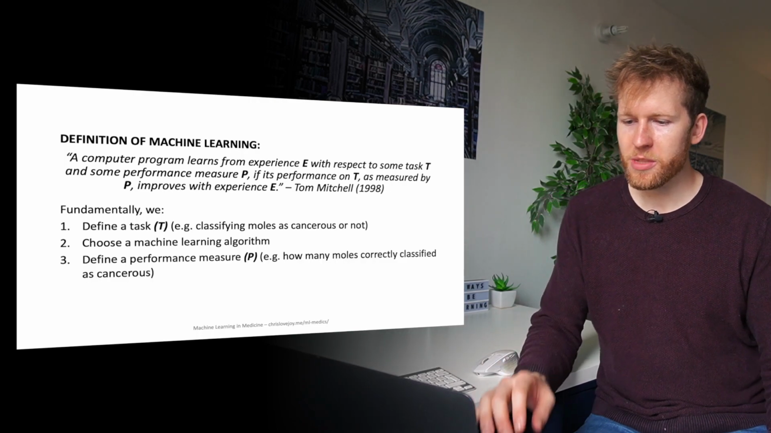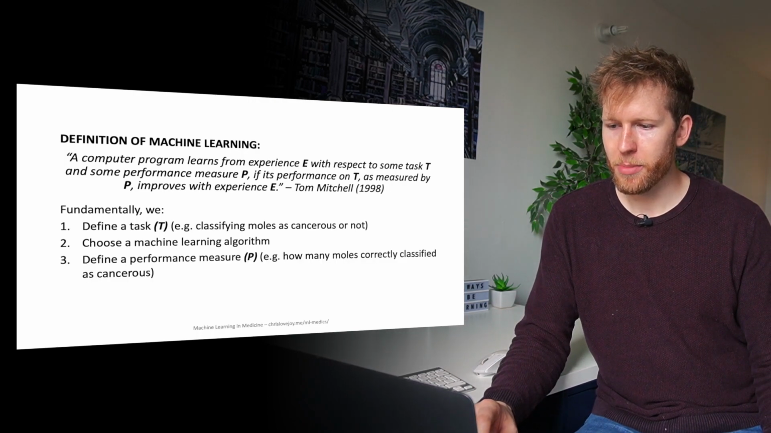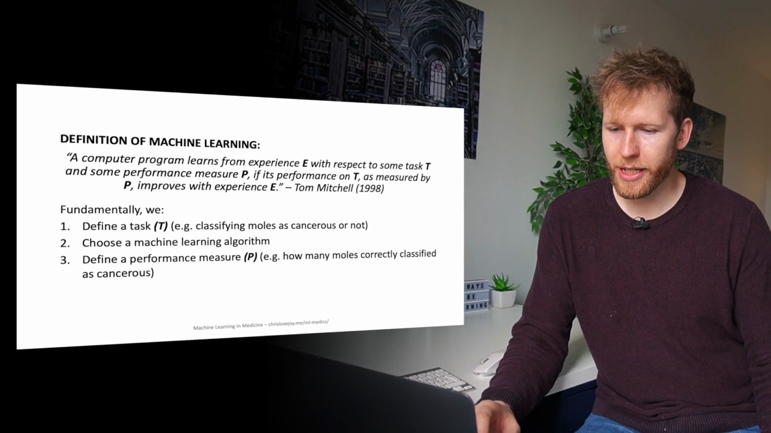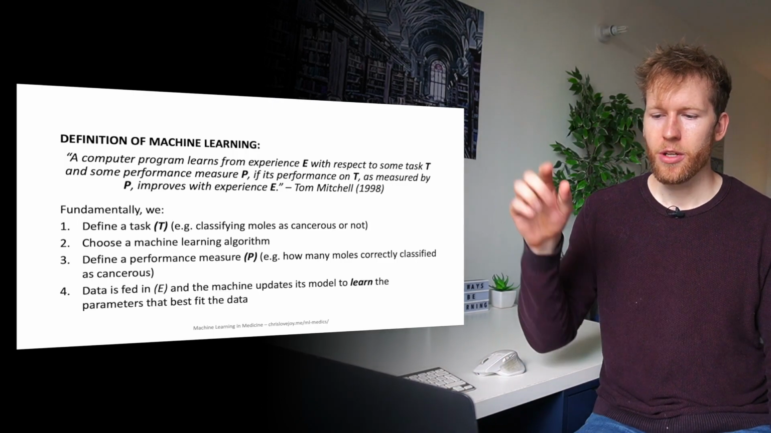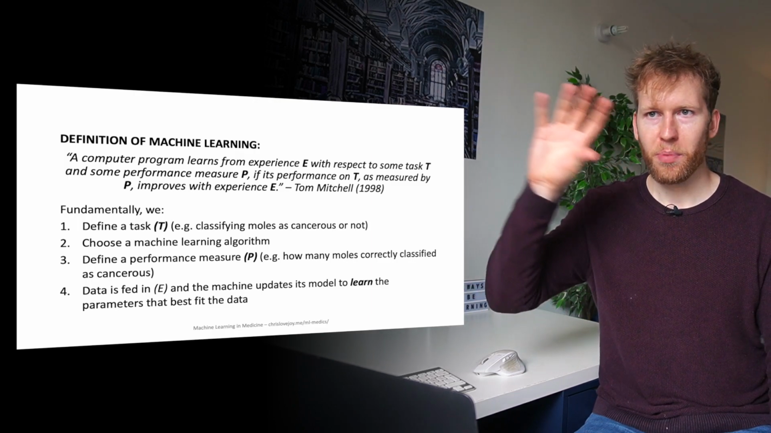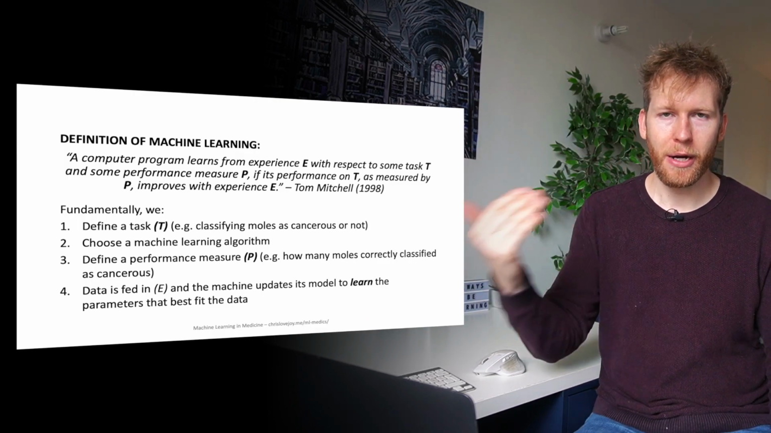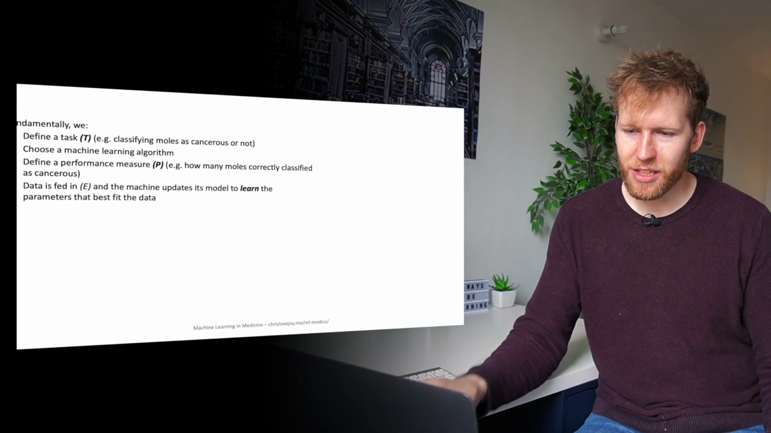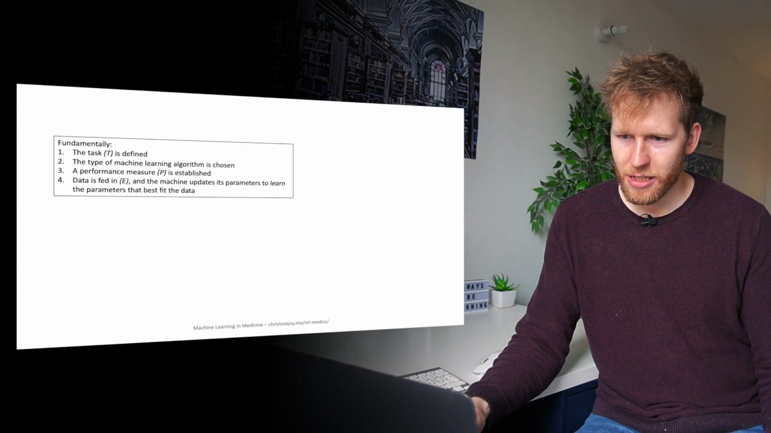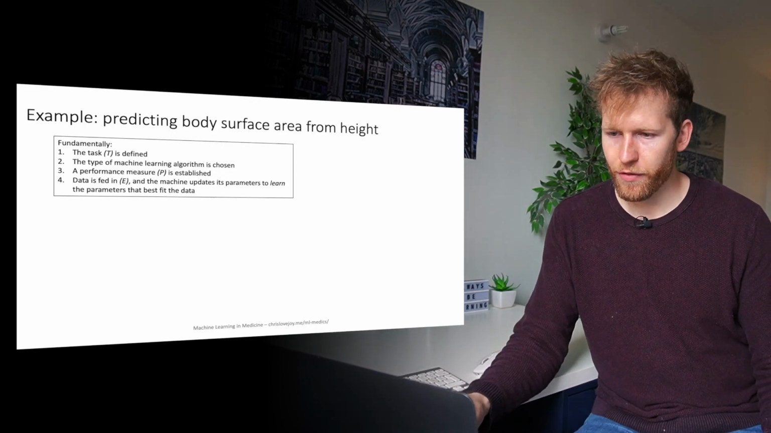We'll define what a performance metric is going to be, because that enables us to actually measure how well it's doing, and update it and improve it. And then finally, we'll feed the data in and we'll use the performance metric to continually improve the algorithm until we're getting the best performance that we can. So I'm just going to summarize this neatly in this little table, and we'll use that for reference throughout these examples.